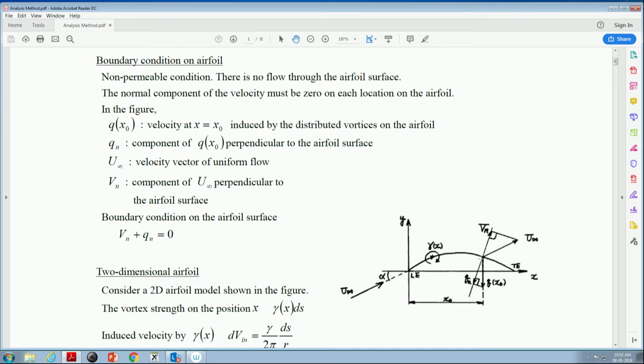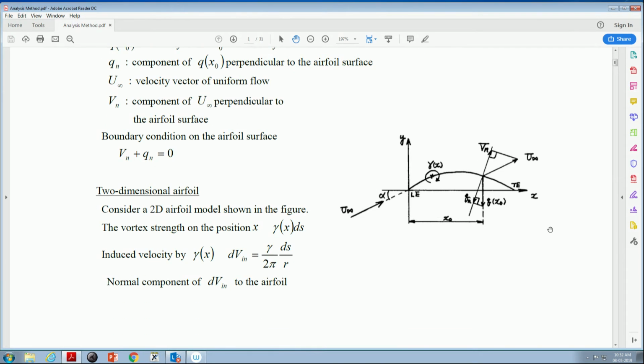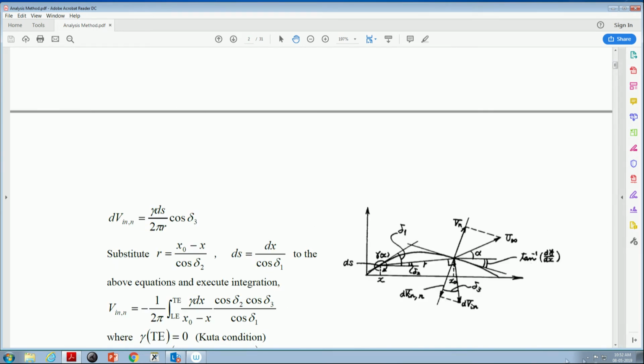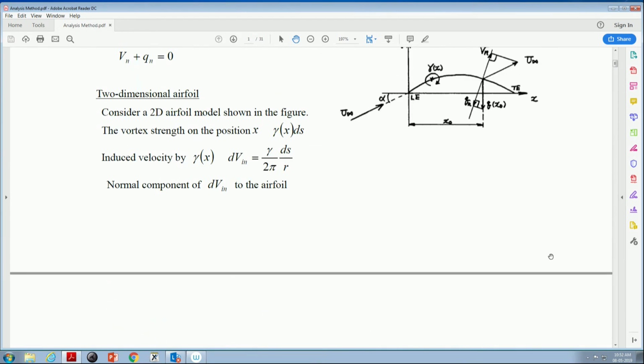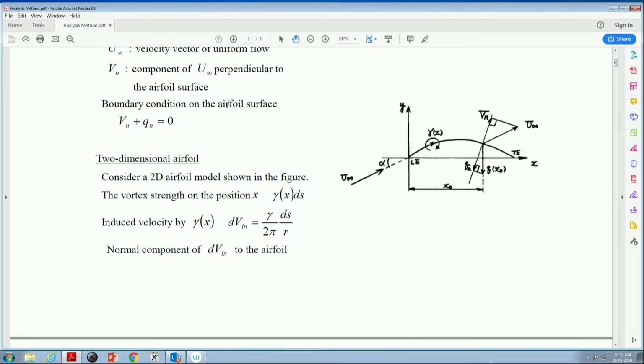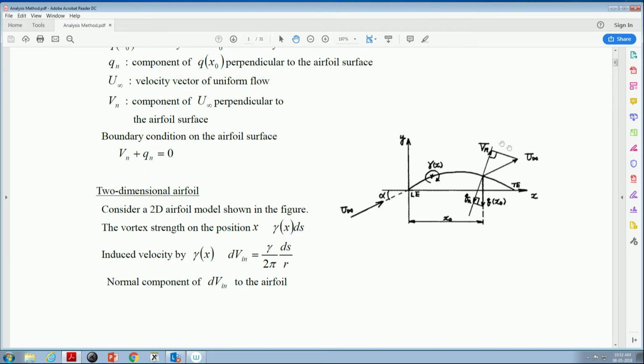And Q is the induced velocity at point x0. And U infinity is the velocity vector of uniform flow. Vn is the normal component of U infinity, and Vn is shown on the next page. So the boundary condition on the airfoil is Vn plus Qn equals 0.